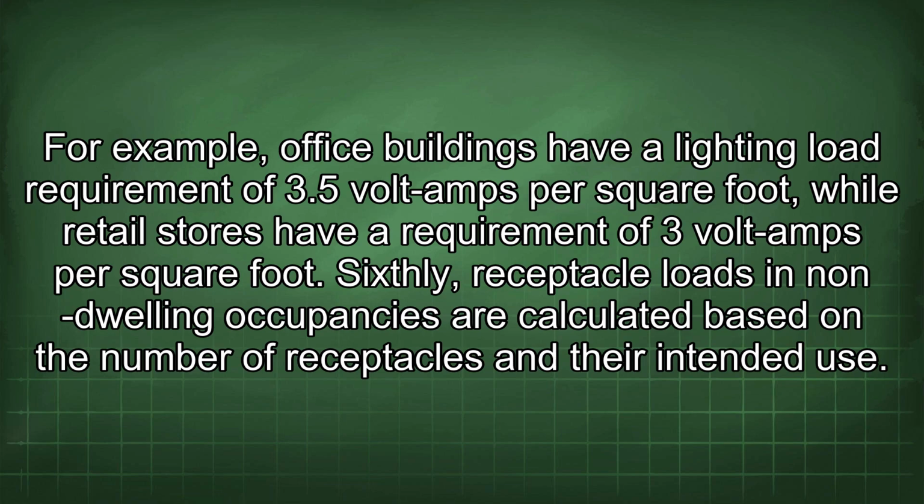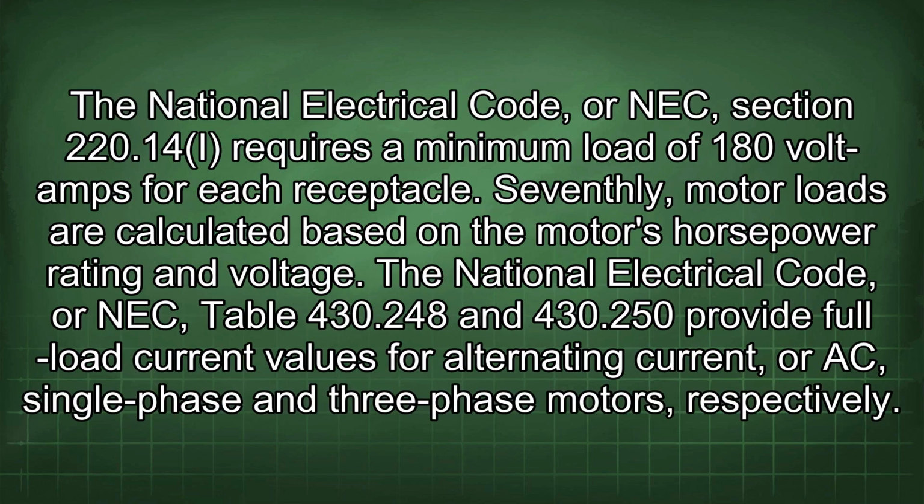Sixthly, receptacle loads in non-dwelling occupancies are calculated based on the number of receptacles and their intended use. The National Electrical Code, or NEC, Section 220.14(A) requires a minimum load of 180 volt-amps for each receptacle. Seventhly, motor loads are calculated based on the motor's horsepower rating and voltage.